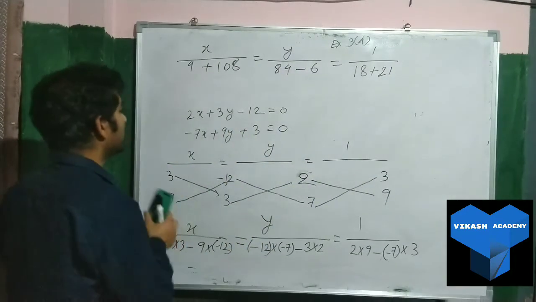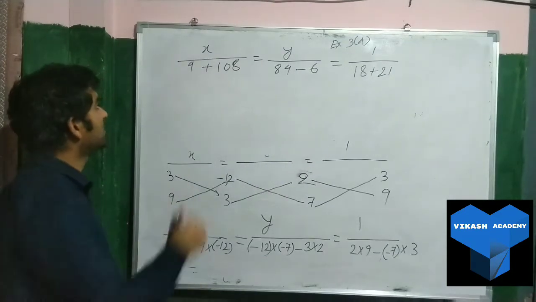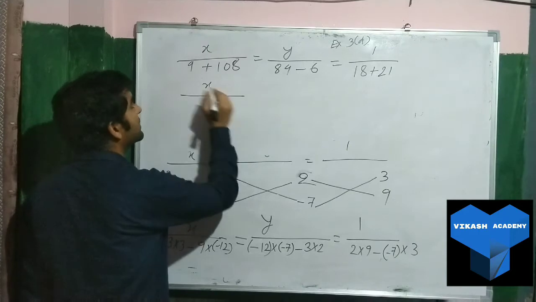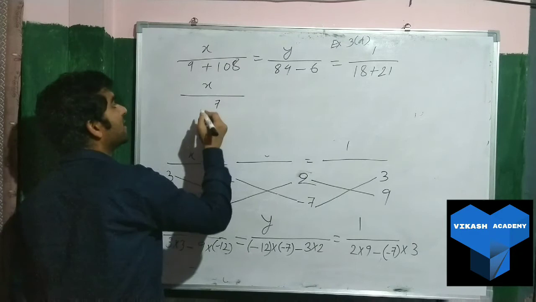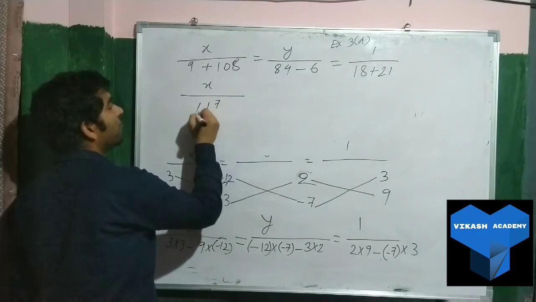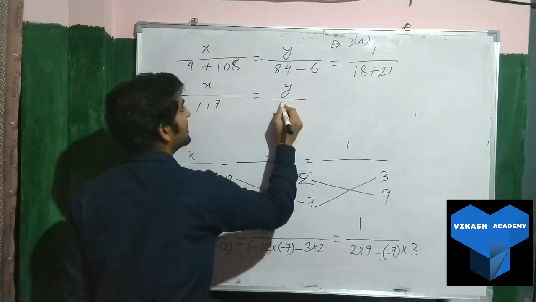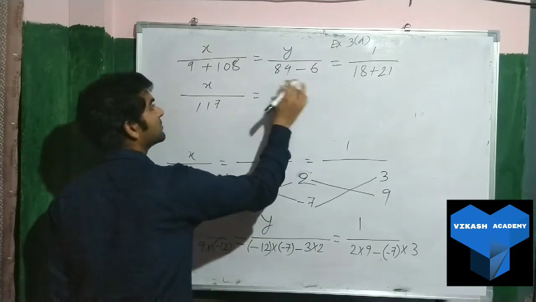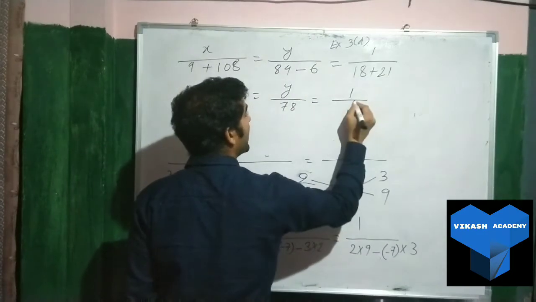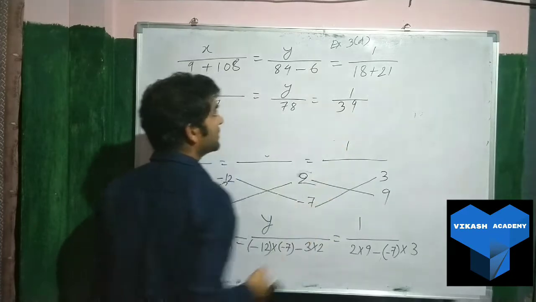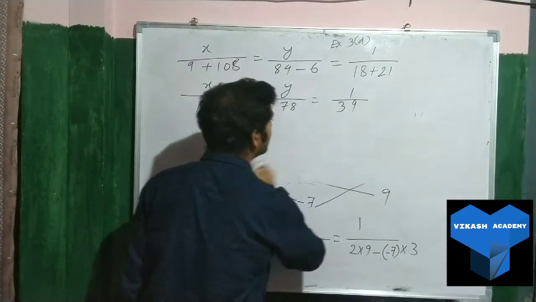After the multiplication, simplify one more step. So here x will be x. Add it, both are plus. 108 plus 9 will be 117. It will be 1 1 7 equal to y. 84 minus 6 will be 78. Equal 18 plus 21 is 39. So after adding we are getting this. Now we have to find out the value.